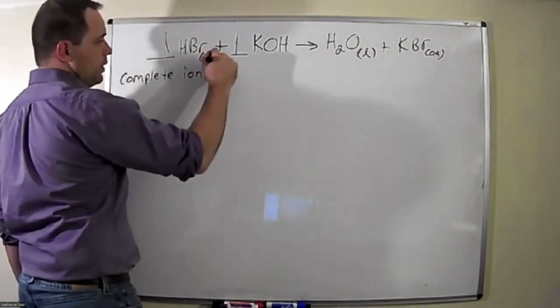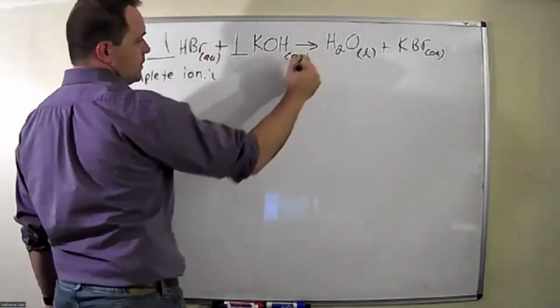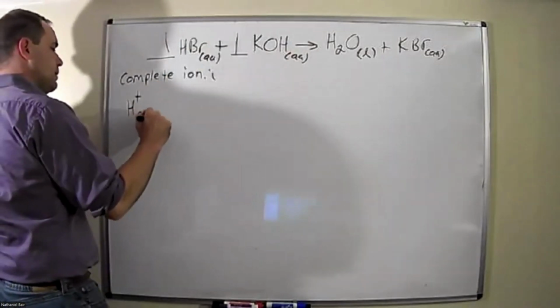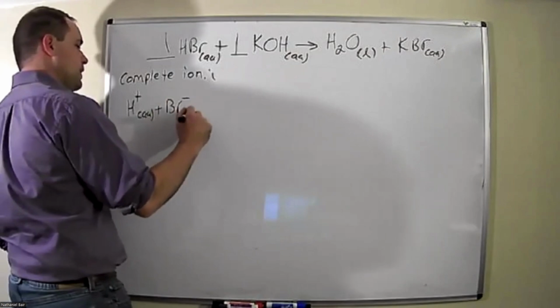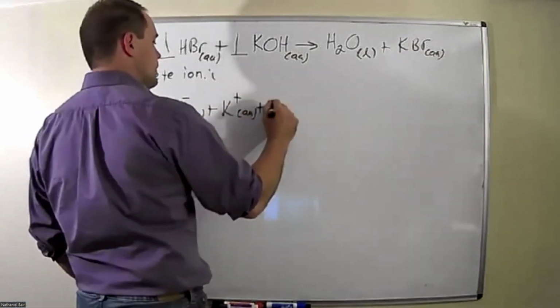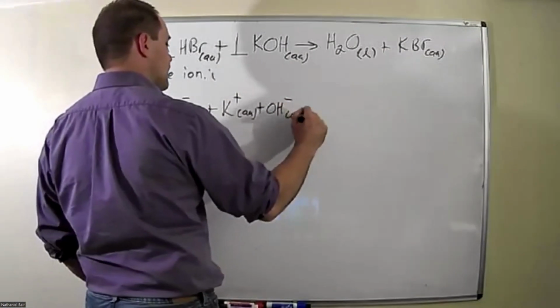And that's where we break apart these aqueous guys. I forgot to write aqueous here too. So we're going to break that apart. So we got H+ and Br−. And then we got K+ and OH−.